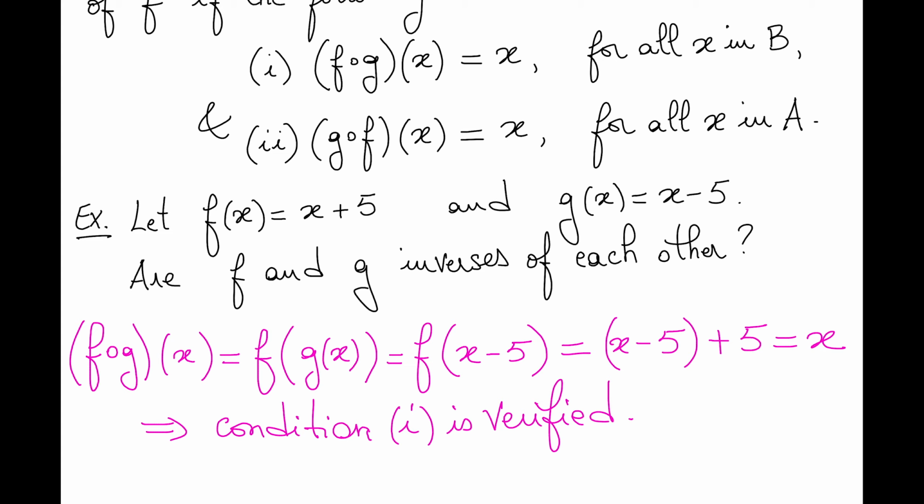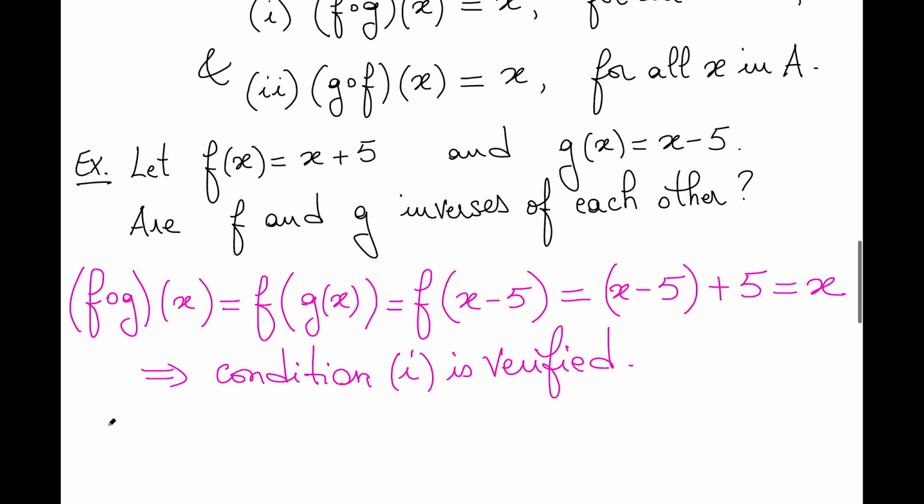Are we done? No, because if 1 is verified, that doesn't force that 2 is also correct. Remember, composition is not commutative. This may happen, but this may not. So I need to check it by hand. So let's do it.